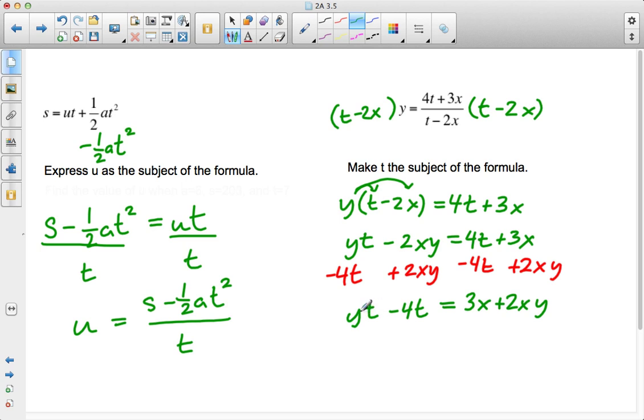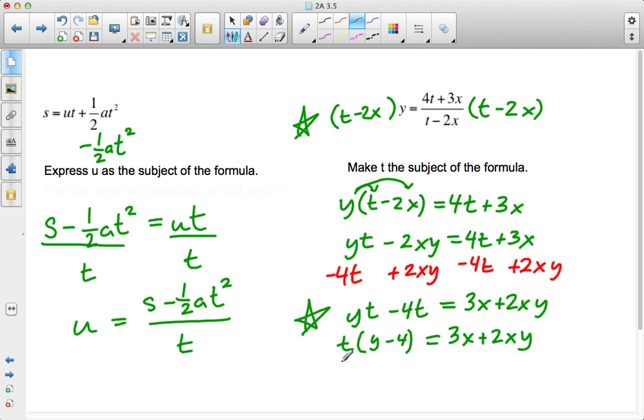So now this is one step closer to making t the subject of the formula, because now I have yt minus 4t. I can factor out a t, and I'm left with y minus 4. So I've gone from 2 t's to 1. This step is a crucial step, just as much as getting the t out of the denominator was over here. So now I have t times, in parentheses, y minus 4 equals 3x plus 2xy.